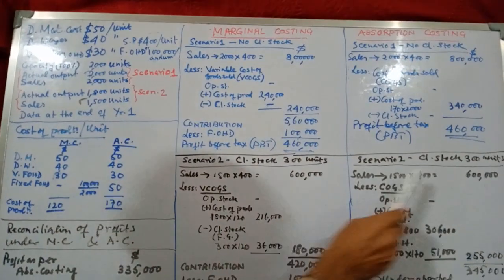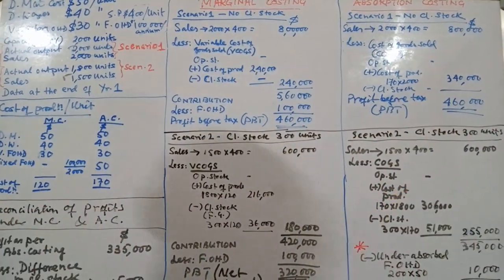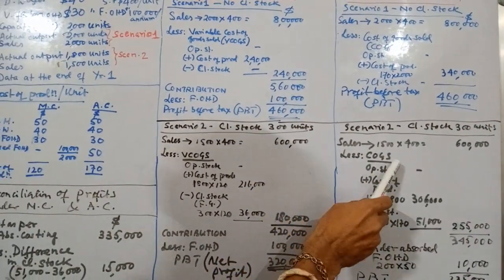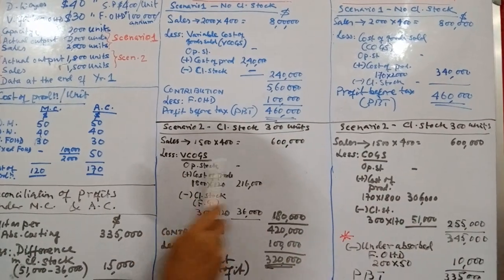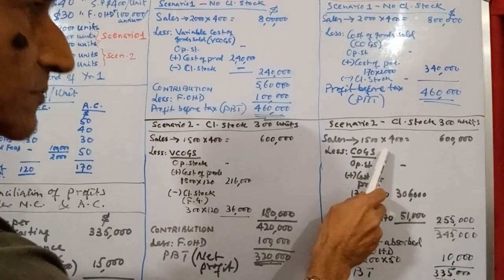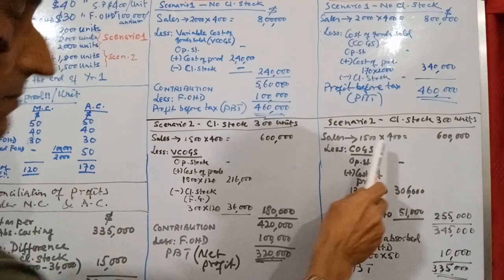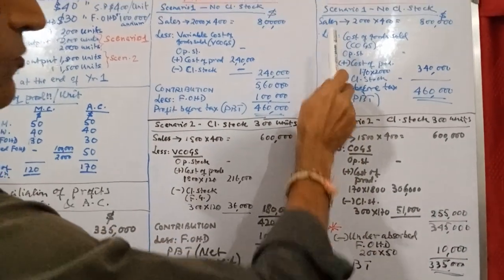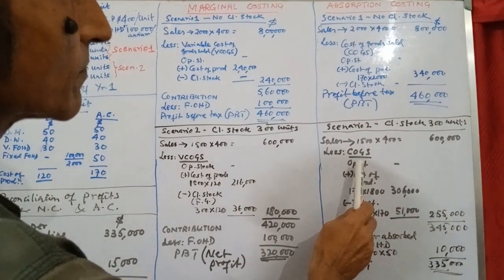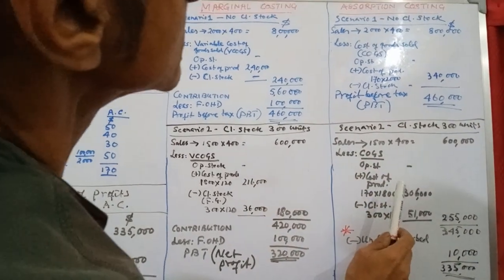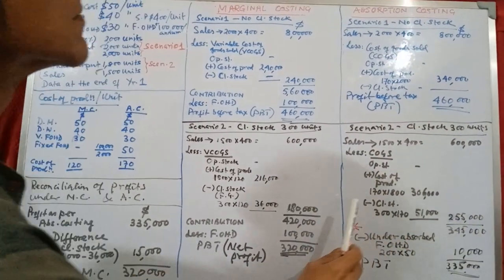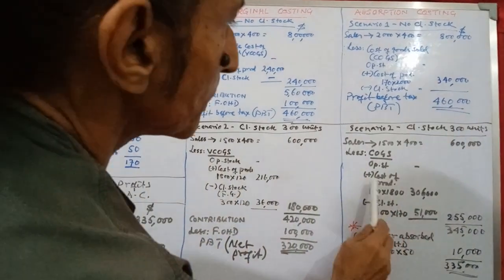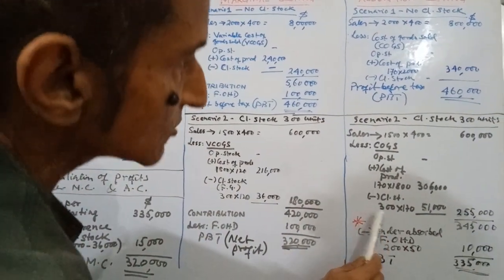Now come to scenario 2 under absorption costing system. Sales remains same, less cost of goods sold, not variable cost of goods sold, only cost of goods sold in case of absorption costing system. We follow the same format as we have done in scenario 1, that is opening stock plus cost of production less closing stock.